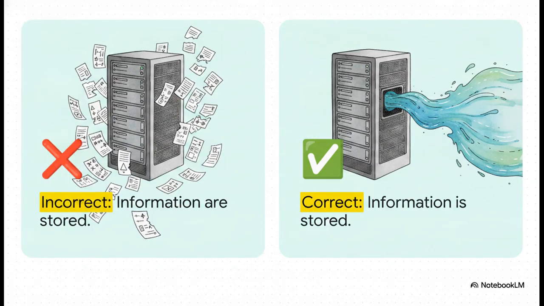And finally, subject-verb agreement errors, especially with uncountable nouns. Saying, information are stored on the server is a classic trap. Information is an uncountable noun. And if you remember our core formula rules from earlier, uncountable nouns always take a singular auxiliary verb. Therefore, the correct sentence is, information is stored on the server. So always double-check if your newly promoted subject is countable or uncountable.